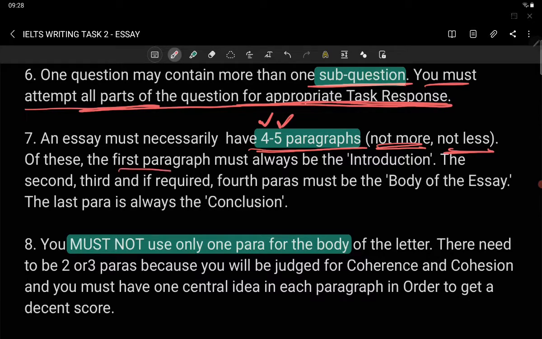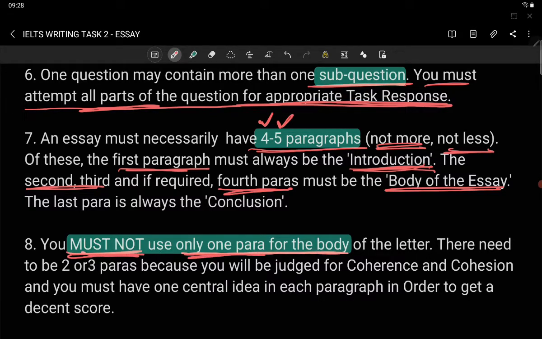Okay. The first para should always be the introduction where you ease your examiner into the topic. We don't jump into the topic, we slowly get into the topic by using an introduction where we talk generally about the topic. The second and the third paragraphs, and if required, the fourth para, must be the body of the essay. So for the body of the essay, you can use 2 or 3 paragraphs. You must not use only 1 para for the body. Okay, I'll explain why. So you use at least 2 paras, maximum 3 paras for the body, and the last para is always the conclusion where you sum up everything.